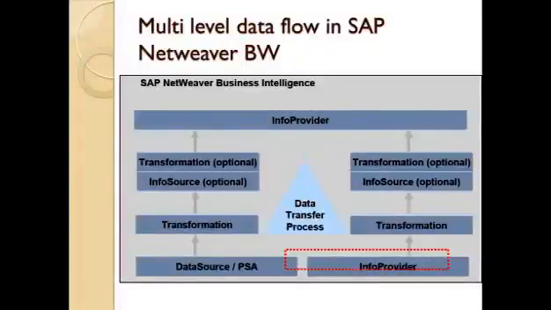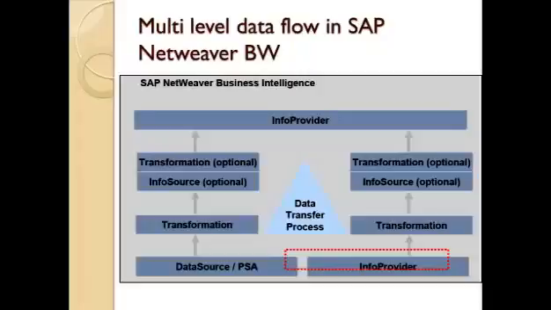Let's take a look at the concept of data flow in BW next. As you can see here, it is actually considered multi-level data flow, because as I mentioned earlier, once data is loaded into BW, it can be further loaded from one object to another. If you look at the left-hand side, when data is first loaded into BW, it is stored in a data source/PSA, persistent staging area, first.